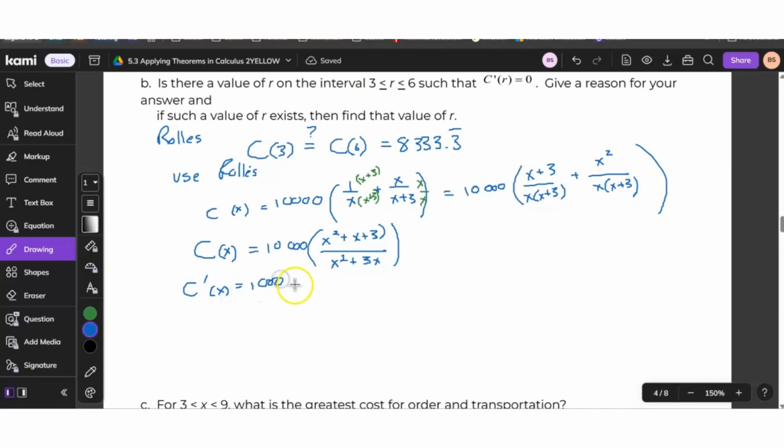So 10,000 out in front of everything. And then low, d high, so 2x plus 1, minus the derivative of the bottom, so high d low: x squared plus x plus 3, multiplied by d low, plus 3, all over x squared plus 3x, squared.